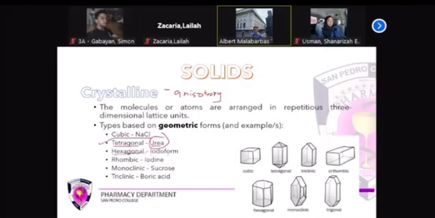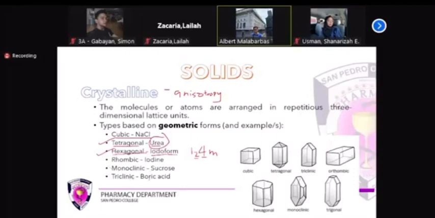Hexagonal, example is iodoform. To remember that iodoform is hexagonal, I write it as I2 form. Okay? I2 form. So, I2, if you add 4 and 2, 6. So that is why it is hexagonal. That is my way of remembering. Rhombic, iodine, monoclinic, sucrose, no mnemonic.